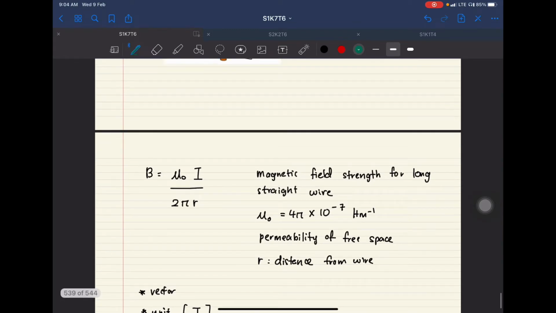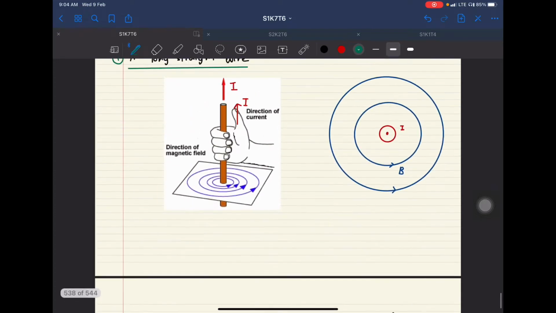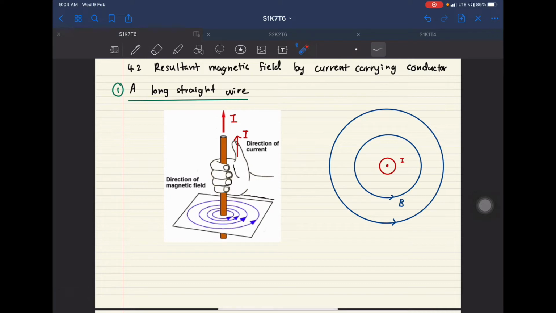Okay, but at the same time, because magnetic field is a vector, you still have to determine the direction. To determine the direction, you can use what we call right hand rule. To apply the right hand rule, your thumb is directed towards the current direction, and the remaining fingers is your magnetic field direction. So you can see that your fingers curl towards a circle. So this is the example.